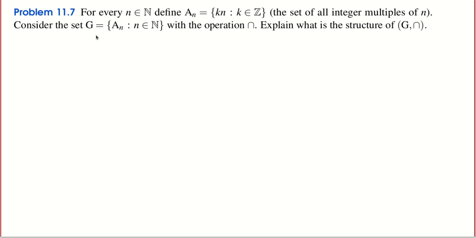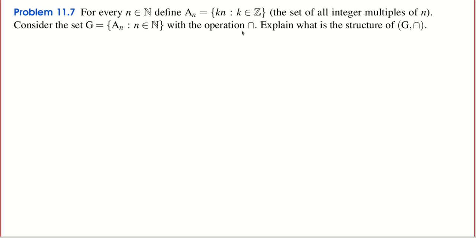The set we want to analyze is this set G, whose elements are precisely these sets a_n. And the operation we're going to consider on this set is the intersection of sets. We want to know what is the structure defined by this operation on this set.